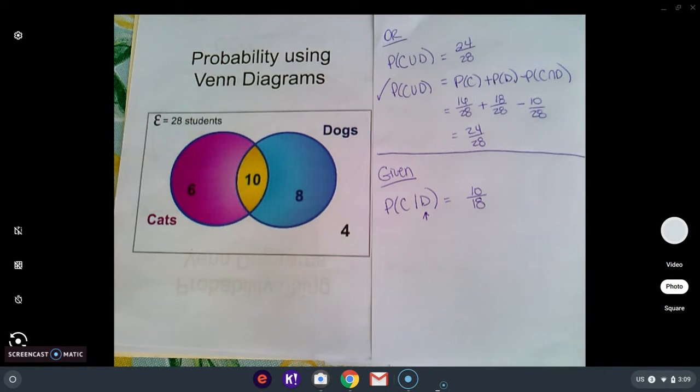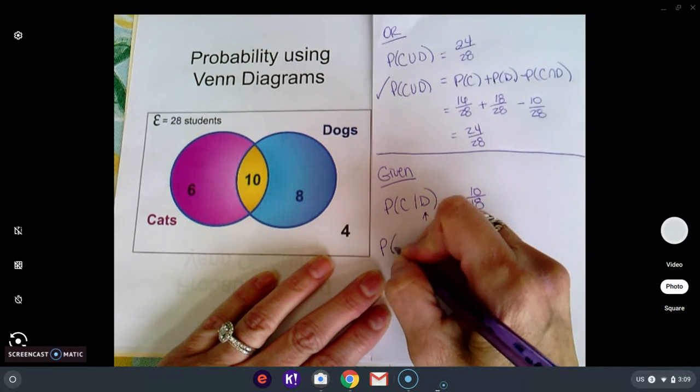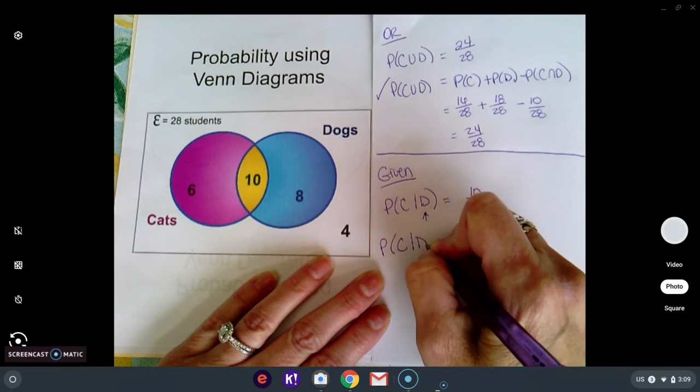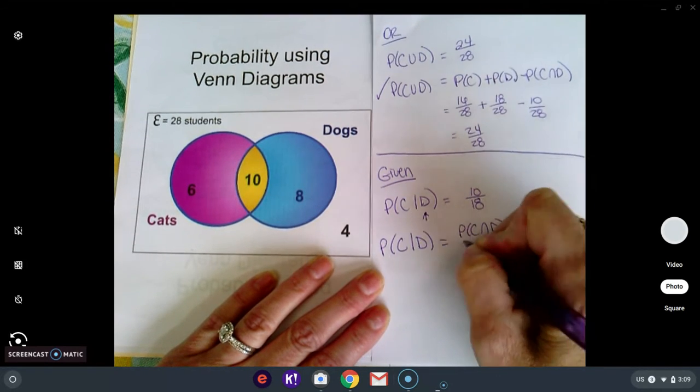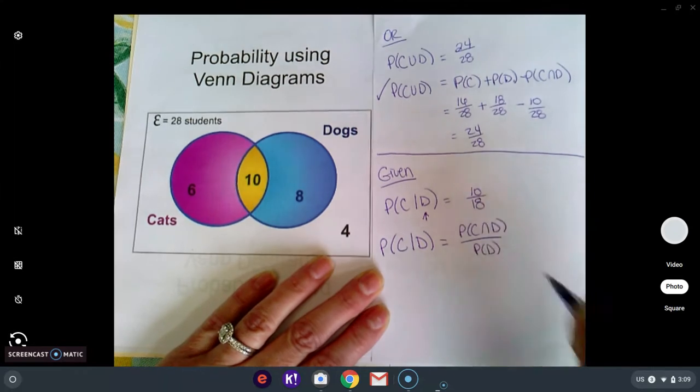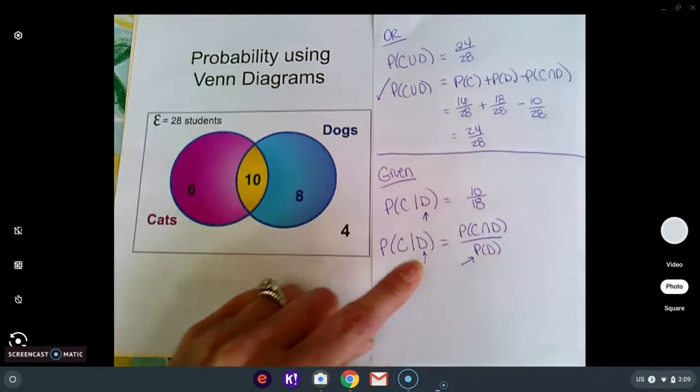All right, I want to show you a formal calculation or a formula you can do for that. The probability of having a cat, given that you have a dog, is calculated this way. The probability you have both animals divided by the probability you have a dog. Notice this is our given, and it's in our denominator.